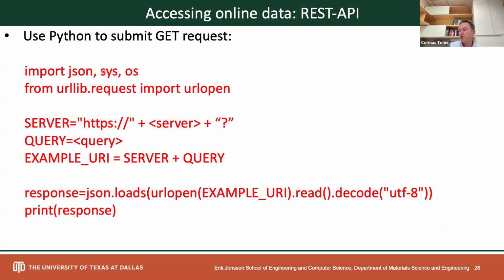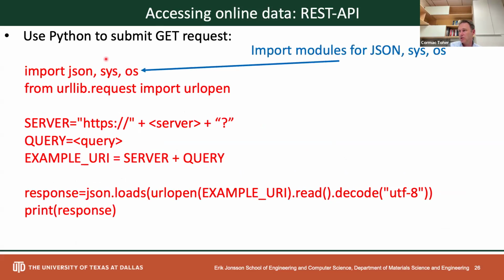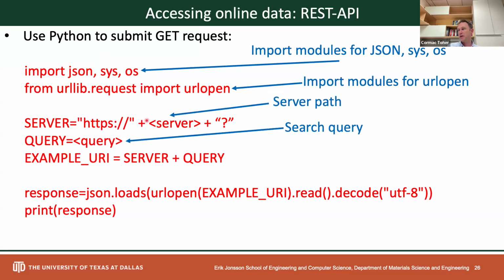So here we want to import JSON. The first thing we want to do is import the modules that we're going to need, particularly the JSON module, which is what we'll use to read the return data. Then we import the modules for URL open. This is what allows us to submit URIs to a specific web address and retrieve the return data. Then we have our server path. We have our search query. Then we have our example URI, so we have the server part plus the query part.